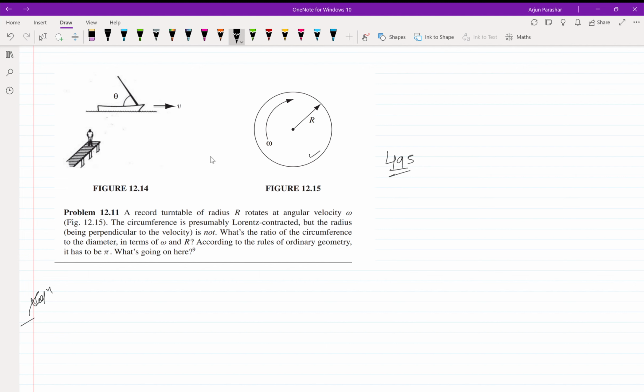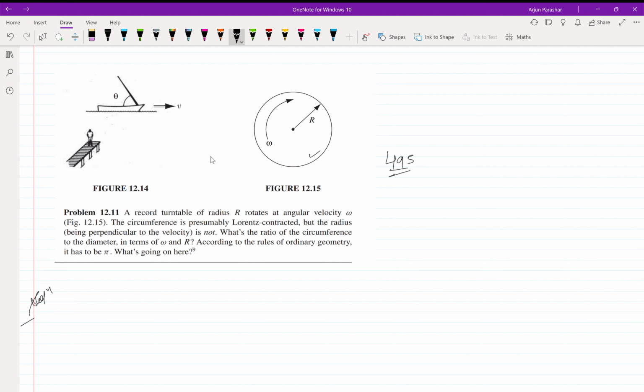The circumference is presumably Lorentz-contracted. Circumference is contracting by Lorentz transformation, but the radius is not. So the radius is not contracting, but the surface is. Why is the radius not contracting? Because it is perpendicular to the velocity.